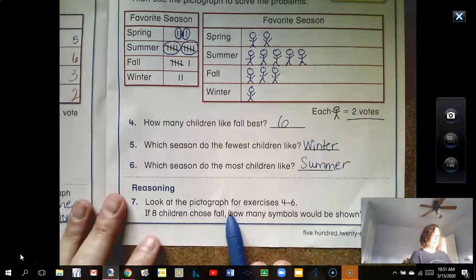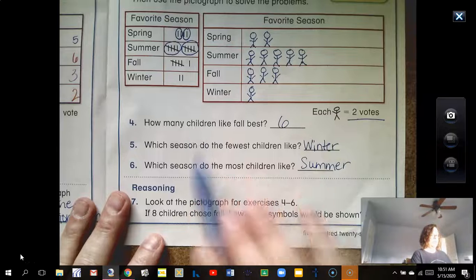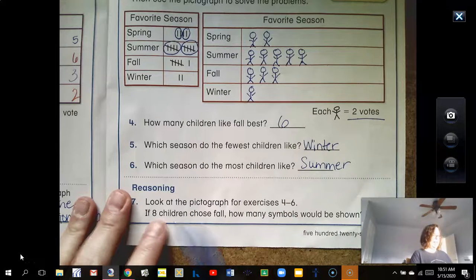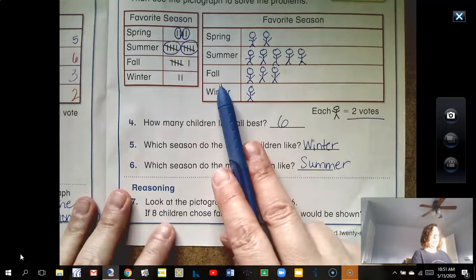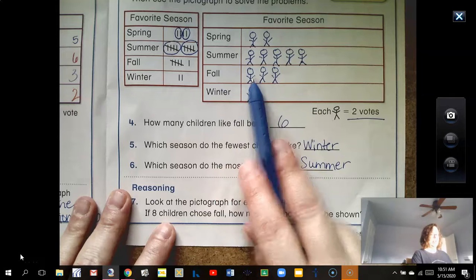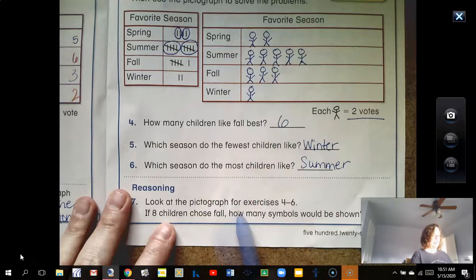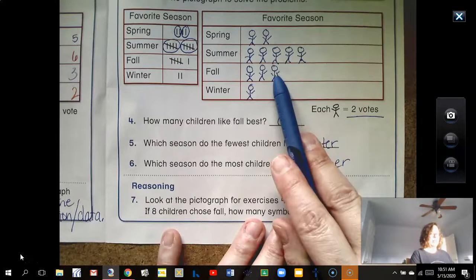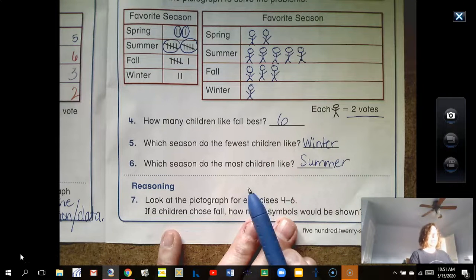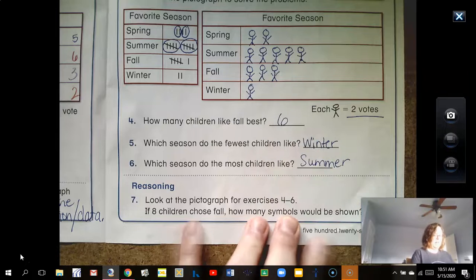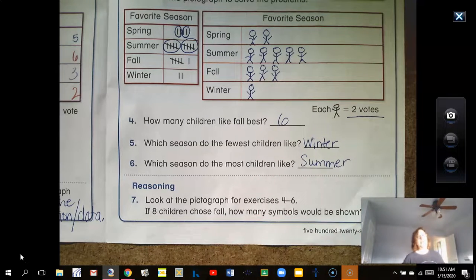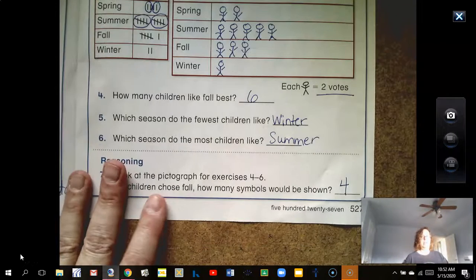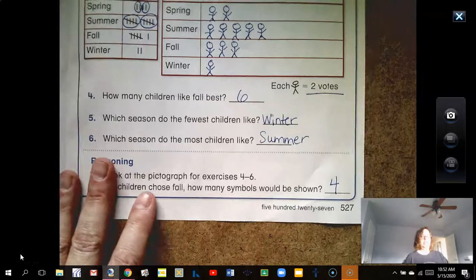Look at the pictograph for exercise 4 through 6. If 8 children chose fall, okay, right now we have how many? 2, 4, 6. If 8 children chose fall, how many symbols would be shown? Okay, we have 6 right here. To get 8, how many more do we need? Just 1 more, so that would be 4. 4 children.